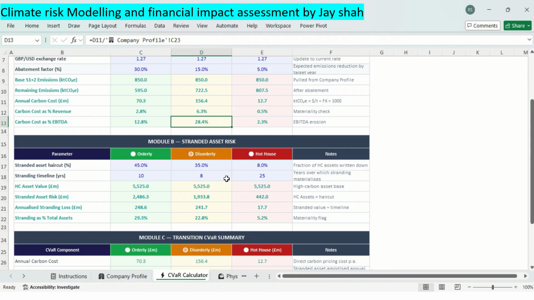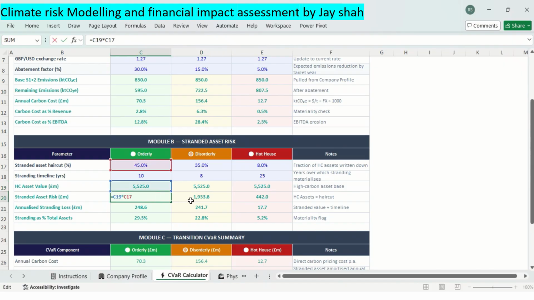Then with the formula from 19 to 22, for high carbon asset value from company profile C26, all three scenario columns pull the same, which is 5,525 on the same side. For the stranded asset risk, this is multiplication by 45%, 35% and the 8%, and based on that the stranded asset risk has been calculated.